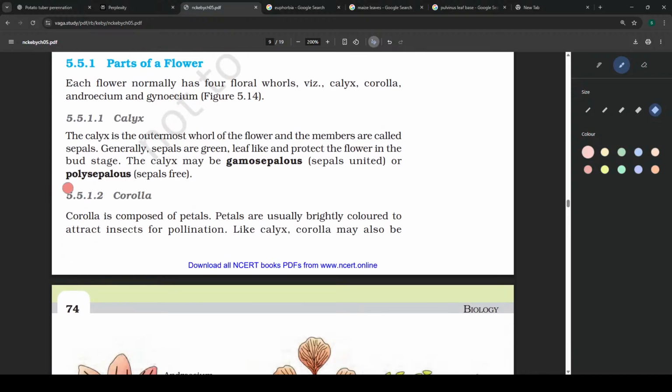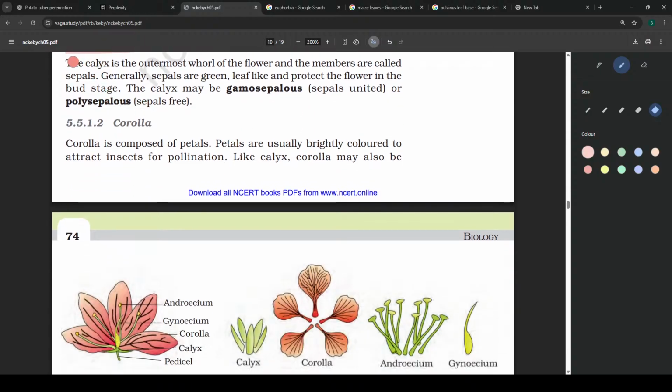Now, let's go to the next topic, parts of a flower. Each flower normally has four whorls: calyx, corolla, androecium, and gynoecium. First one, calyx. Calyx is the outermost wall of the flower, and members are called sepals. Generally, sepals are green, leaf-like, and protect the flower in the bud stage. The calyx may be gamosepalous, sepals united, or polysepalous, sepals free.